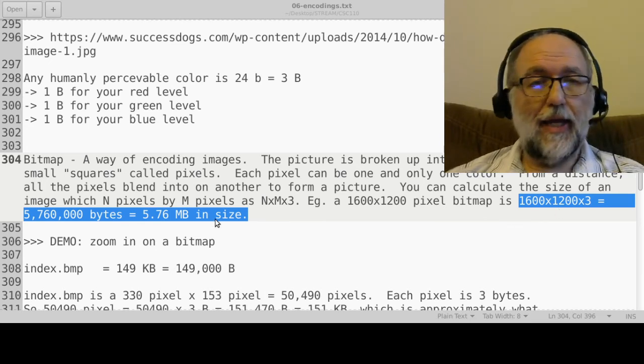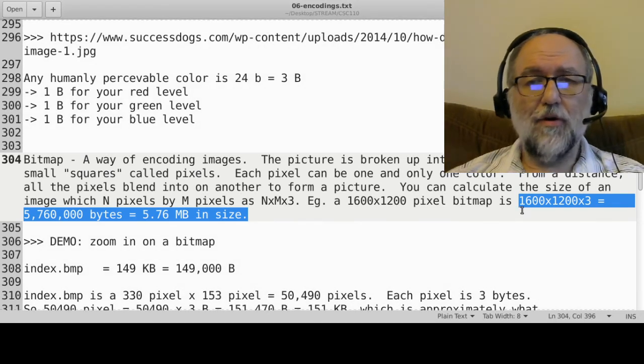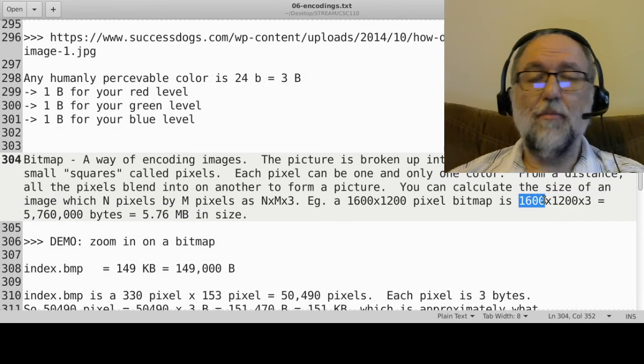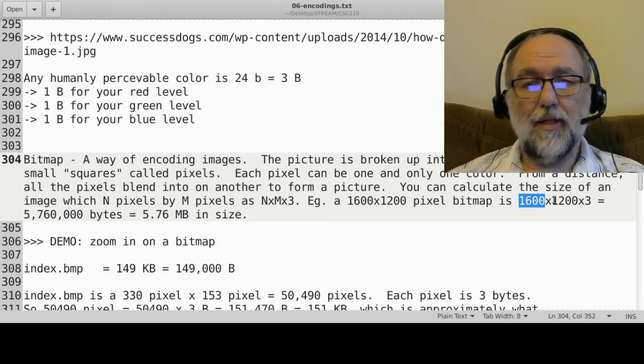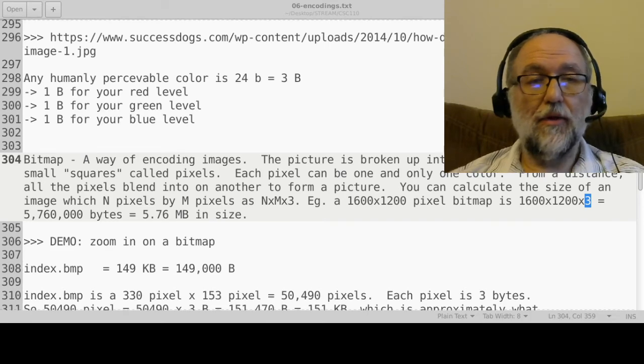That's how you calculate, or can estimate, the size of a bitmap. Again, it's the number of columns of pixels multiplied by the number of rows of pixels, and then multiplied by 3 because each pixel needs 3 bytes to encode a color.